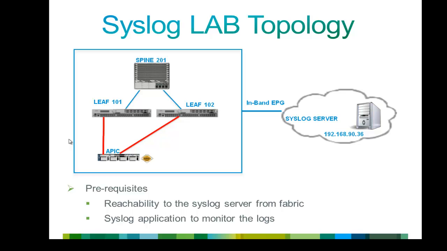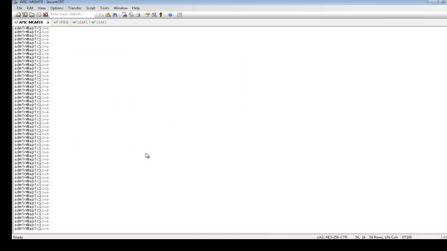Let's talk about some prerequisites. The obvious prerequisite is you should be able to reach Syslog server from the APIC and also from the leaf and spine switches. In our case, we are using inband EPG to talk to the Syslog server. Also, you need to have the server with the Syslog application running to monitor the logs. In our case, we are sending to a Red Hat server. Now let's log into the lab and see the Syslog in action.